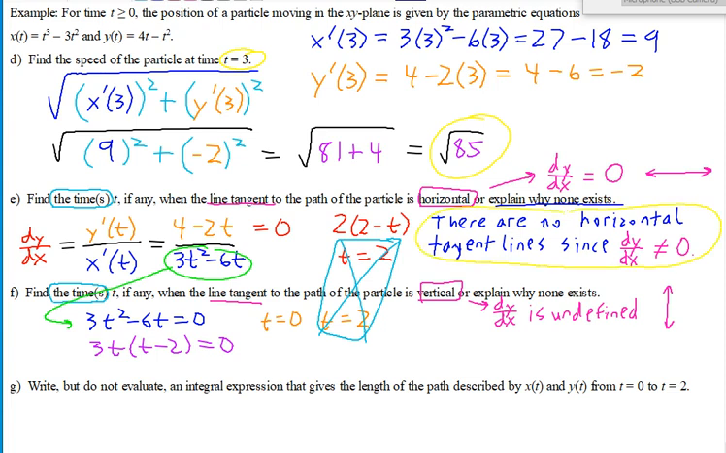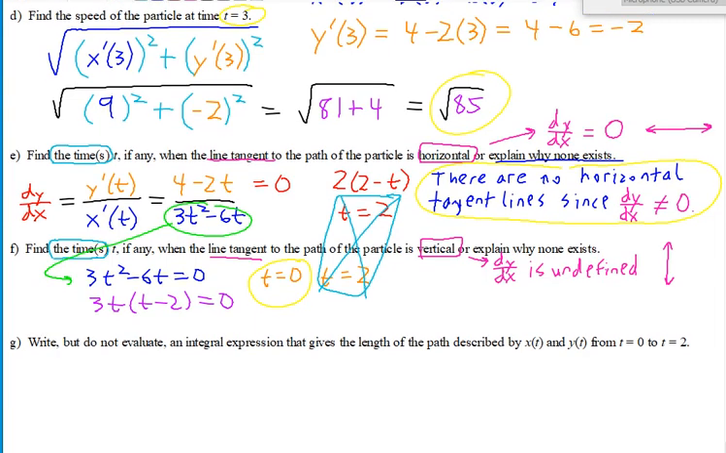But for the vertical ones, even though we crossed out time 2, that wasn't the only time. Remember it said time can be greater than or equal to 0 here. So at time 0, there actually is a vertical tangent line. That makes the denominator 0, but not the numerator 0. Notice if you plug in 0 here in the numerator, you just get 4. So it'd be 4 over 0, which is undefined, which does make it a vertical tangent line.